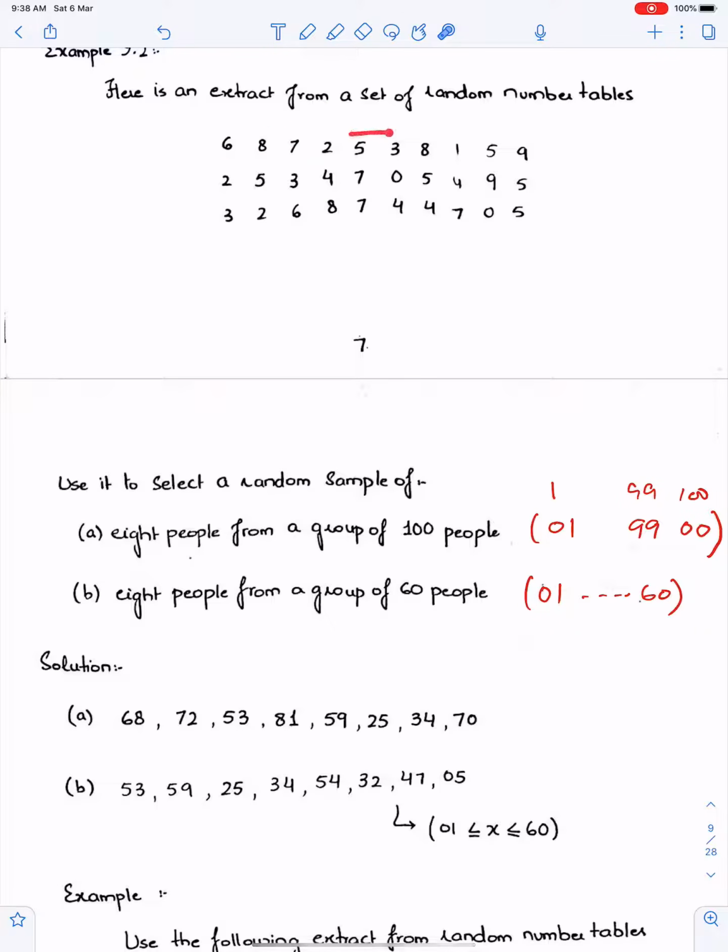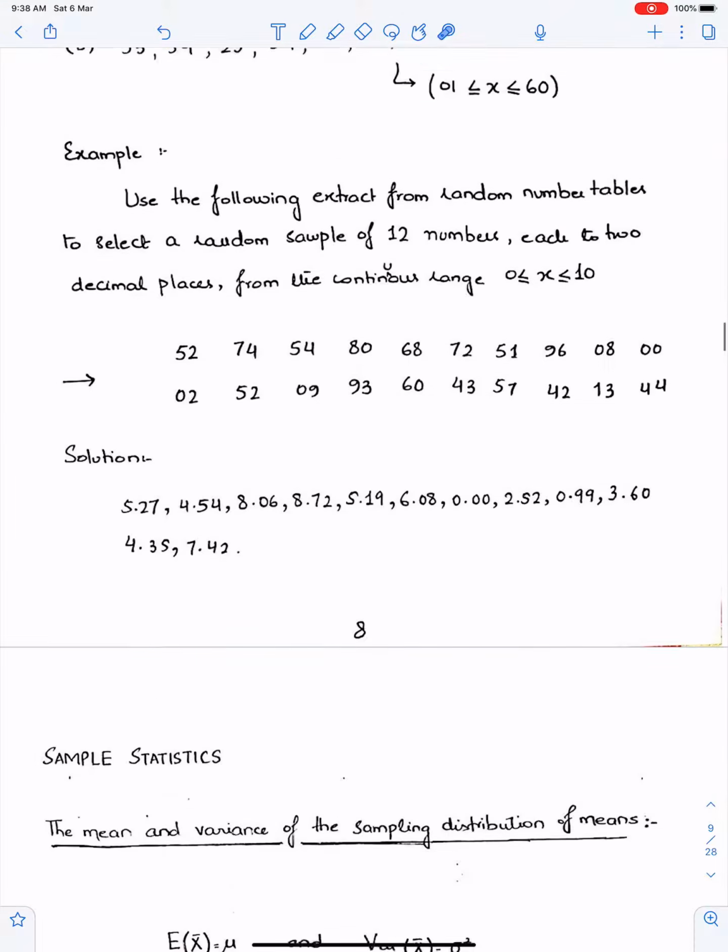Now the first number will be 53. 81 will not be required because it is not in the list. The next will be 59, 25, 34, but don't select 70. 54 is fine, 95 is not fine, 32 is fine, 68 is not fine, 74 is not okay, 47 and then 05. So you need to ignore the numbers which are greater than the requirement. This is a sample of size 8 in this range from this extract. This is the way to select samples in random number sampling.